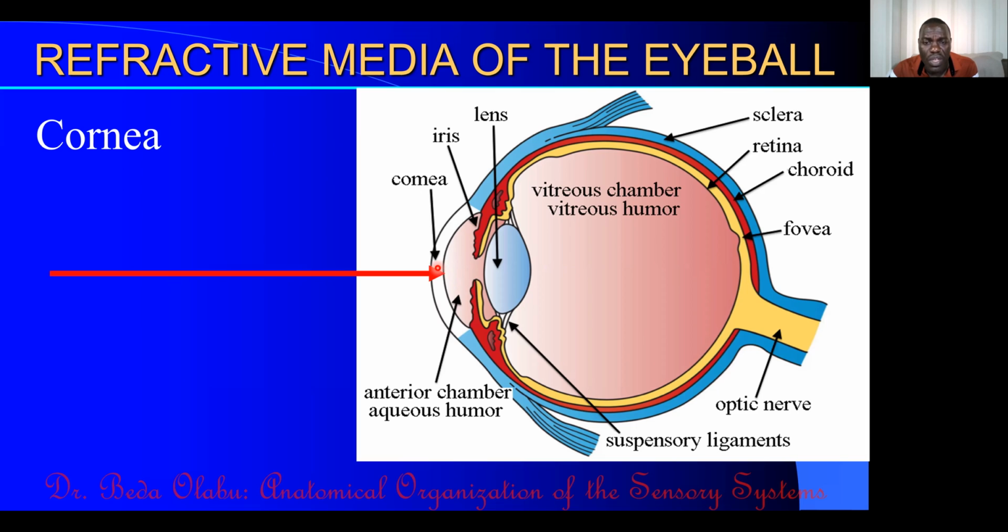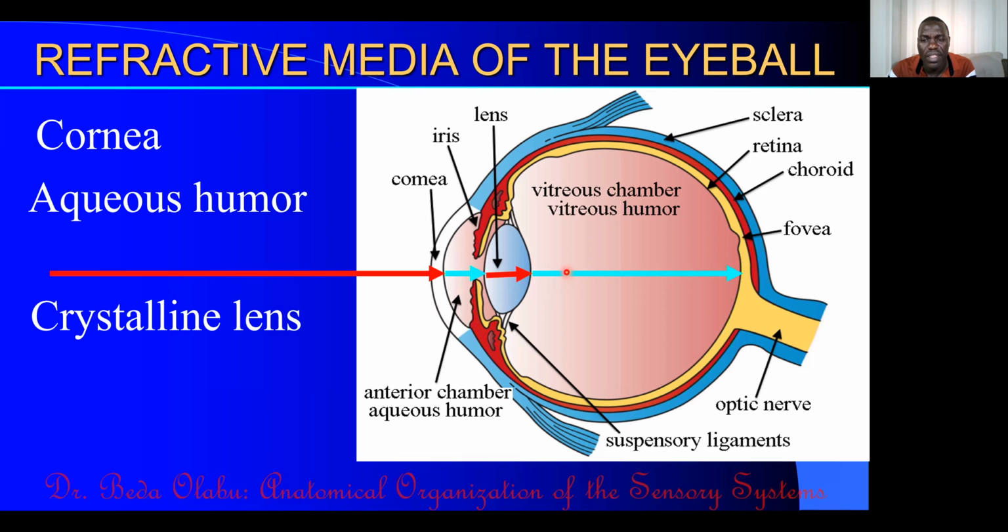So from the cornea, the second component of the refractive media is this one, which we call the aqueous humor. Then the lens. Then finally, the vitreous humor. So those four constitute the refractive media of the eye. In that order, these are the structures that light will pass through. As light passes through them, they'll bend light. You'll realize that out of all of them, only this one is adjustable. You can only adjust the lens.